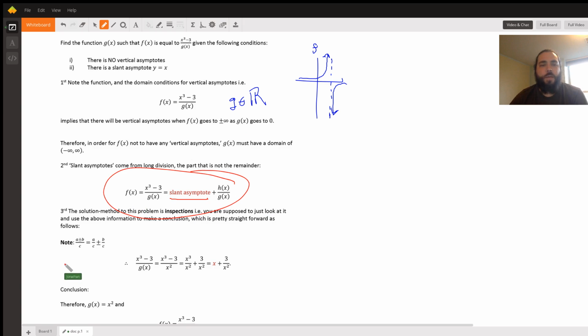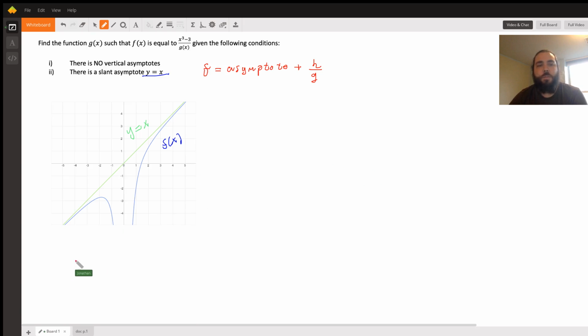Now, you'll find that you can find more than just a slant asymptote. You can actually find functions that are asymptotic to curves, like a parabola, for instance. You might have some type of function that is asymptotic to a parabola, and that is also found by doing long division.